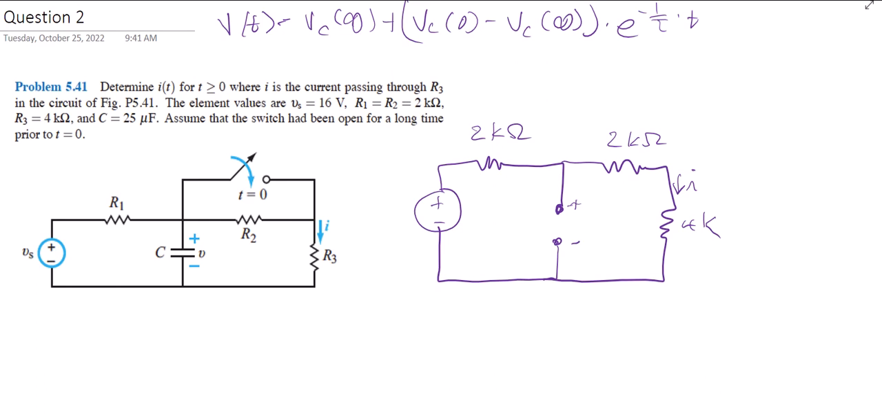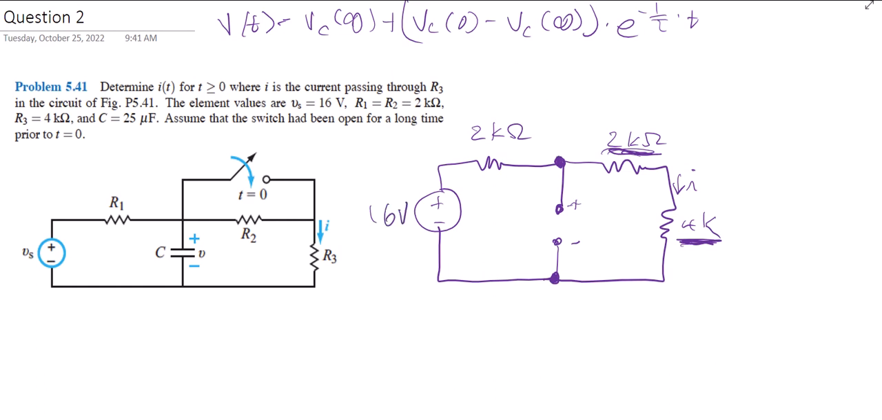And we want to find the voltage across this capacitor at time t equals 0. Well, we can do that using voltage division because we can treat these two resistors, the 2 kilo ohm and the 4 kilo ohm right here, those are in series, so we can treat those like one 6 kilo ohm resistor. This voltage is 16 volts.